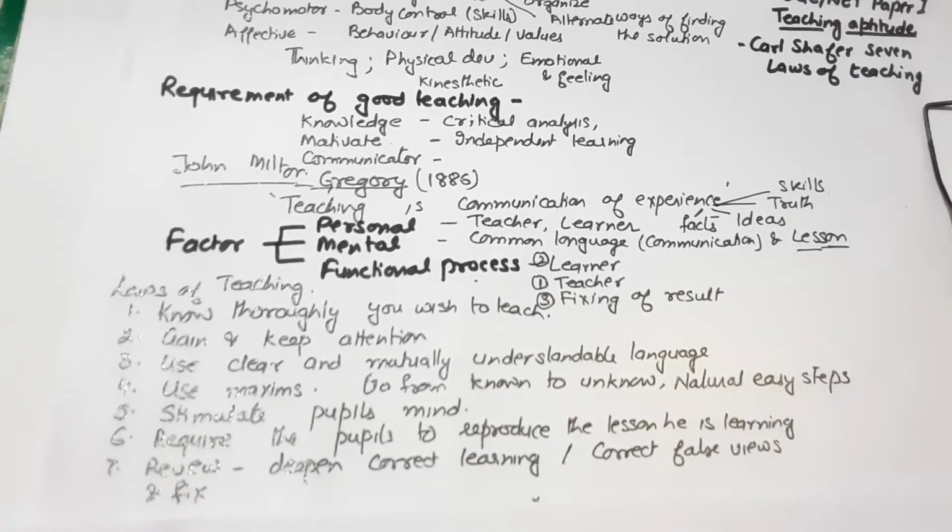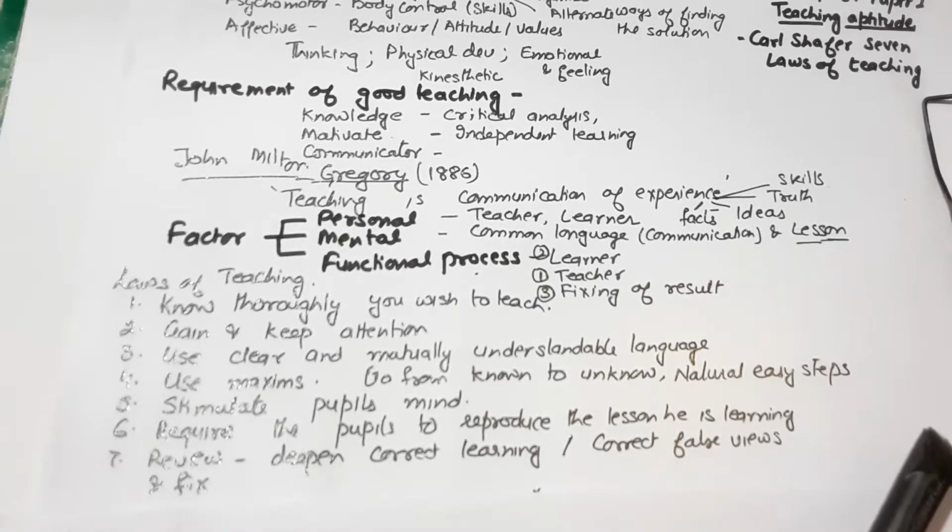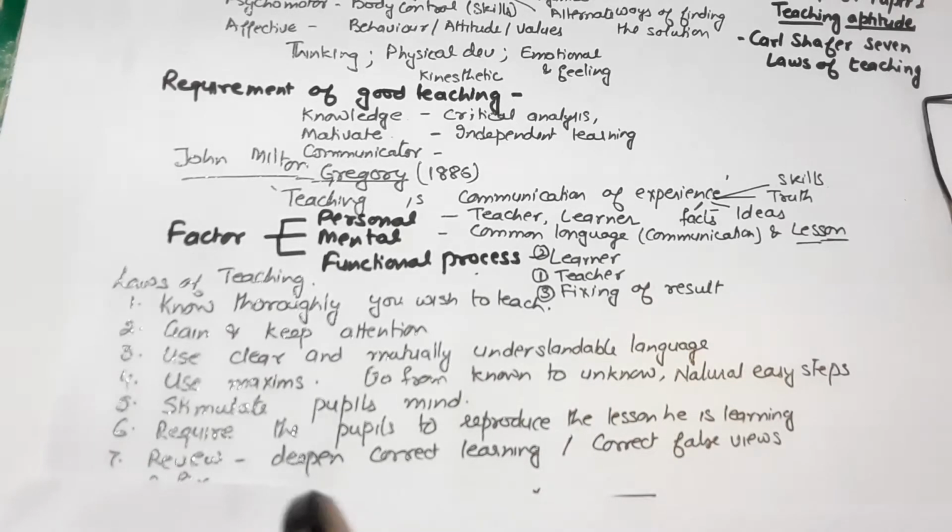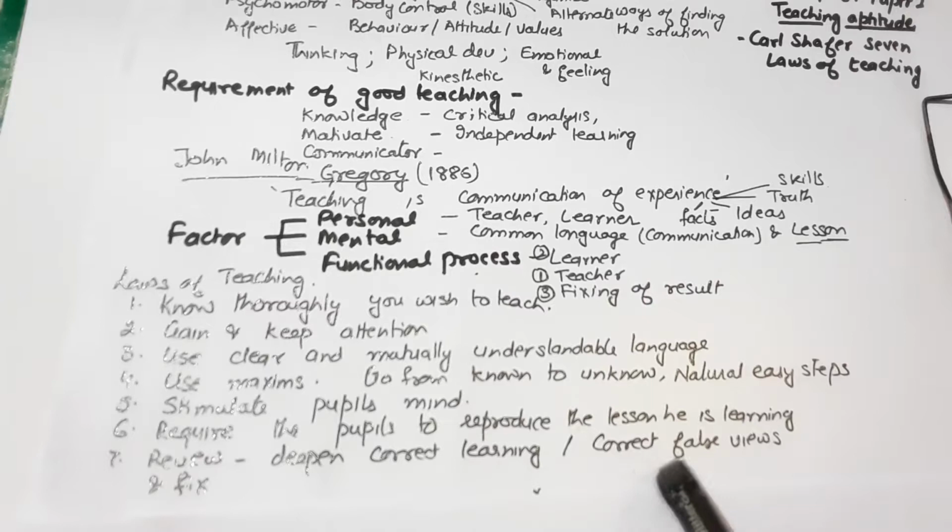And the seventh law states that another activity for the teacher is that the teacher should review, and keep on reviewing time and again, and deepen the correct learning. If the learning is correct, then he should deepen it and make it fixed, and if false views are being formed, then he should correct them. So the other activity for the teacher is that he should review and fix.